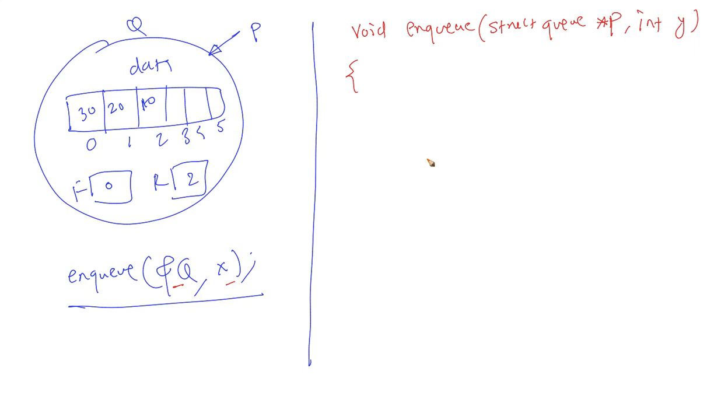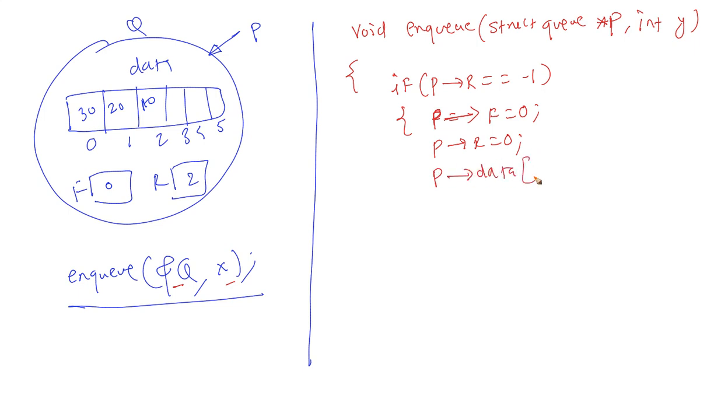So again, before doing enqueue, there are two situations. The first situation is the queue is empty. How will I come to know the queue is empty? If p arrow r equal to -1, the queue is empty. In that case, we'll set p arrow f equal to 0 and p arrow r equal to 0, and then we'll insert in the data array, p arrow data on the rear location, p arrow rear, which is 0 in this particular case, equal to y. So this is done when the queue is empty.